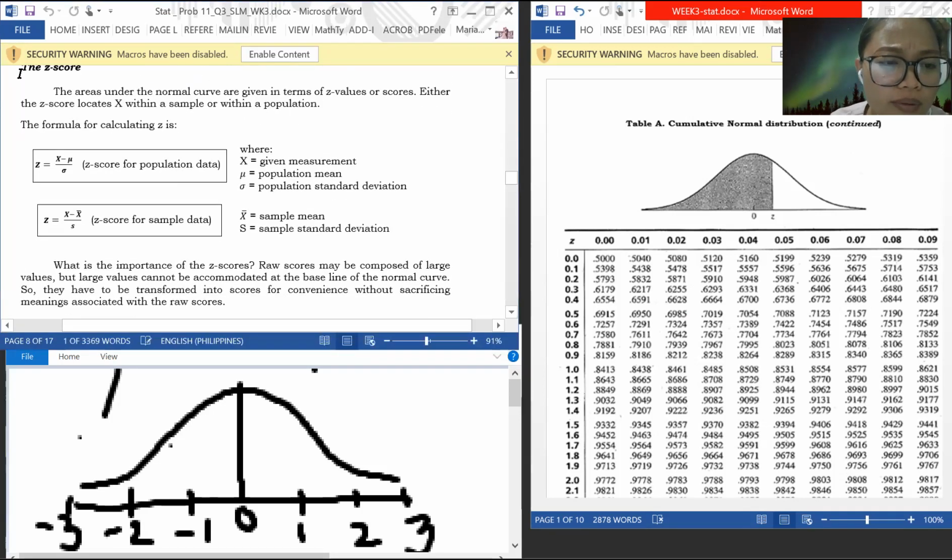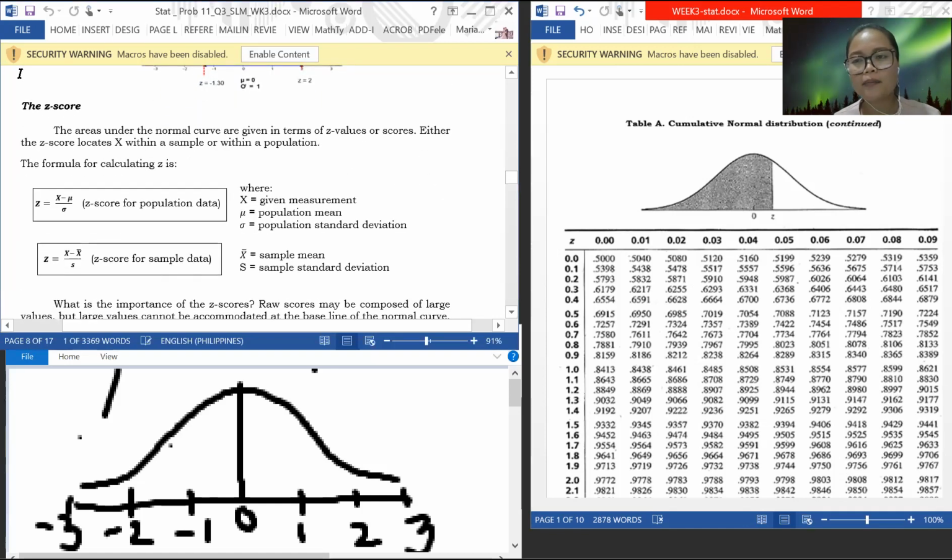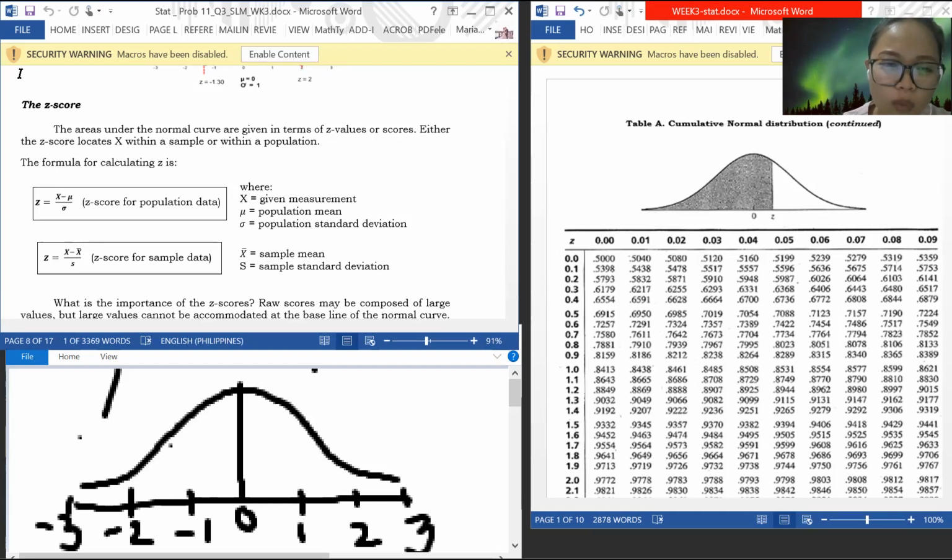Then we move on to the z-score. Actually, kanang mga scores nga mga 1, 2, 3, 4, 5, 6, pwede na siya actually ma-convert into z-scores. Ang ato amanggong normal curve is expressed into z-scores. So, like for example, the areas under there are given in terms of z-values or scores. So, either the z-score locate x within a sample or within a population. So, muna siya yung formula.